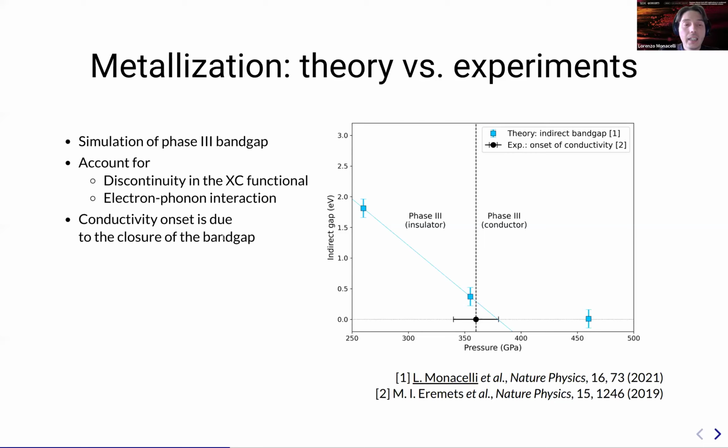As you can see here, if we follow the band gap closure as a function of pressure, we end up very close to the onset of conductivity in the experiments. So you can explain the onset of conductivity observed in the experiment by the group of Eremets as just the closure of the band gap, not a phase transition.